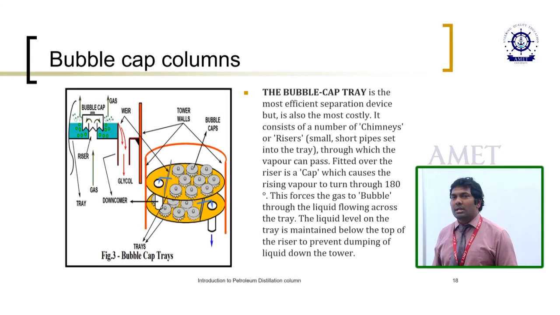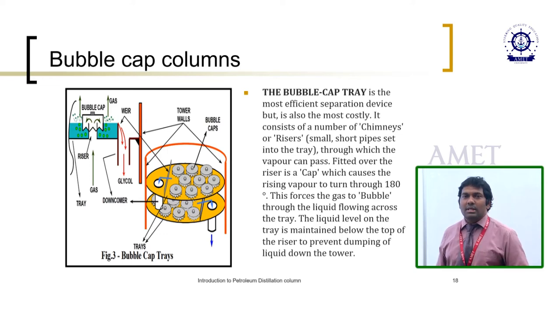Bubble cap columns consist of risers or chimneys at the top of the drilled holes. Likewise, in valve trays there will be some valve arrangement on the top of the drills. Here in bubble cap columns, there will be some risers on the top of the holes. These bubble caps or risers are there to stop the vapor passing easily through the holes. Once there is a bubble cap at the top of the tray, we can have more contact time between the vapor and the liquid coming from the top of the column. This forces the gas to bubble through the liquid flowing across the tray. That's why this is called a bubble cap column.